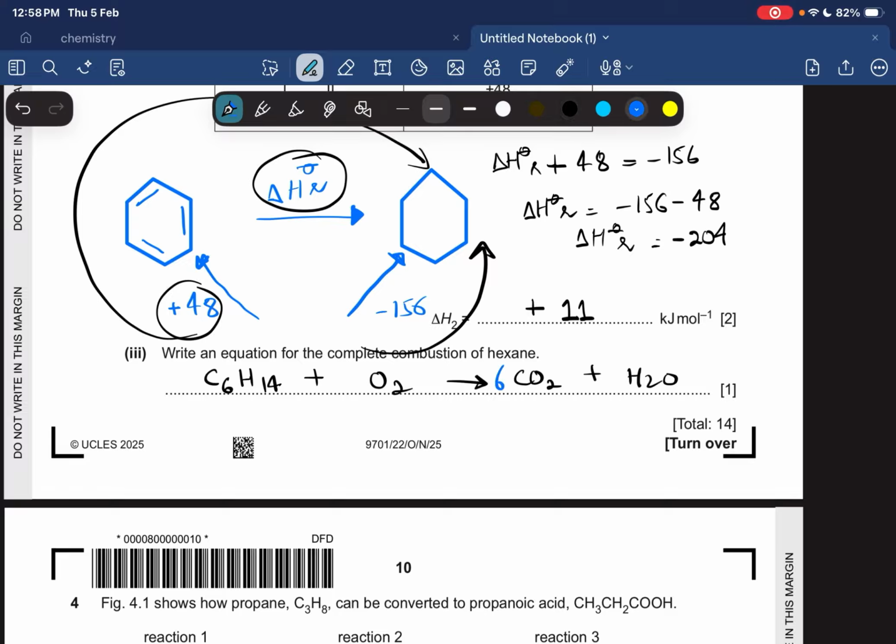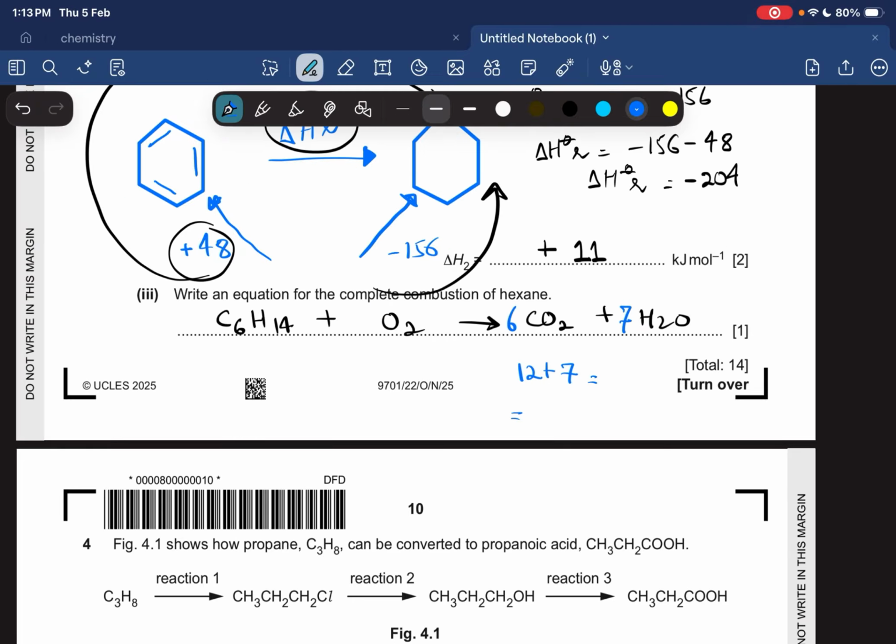I put a 6 here, a 7 here, and then I check my oxygens. 12 oxygens plus 7 oxygens, that's 19. And how do I get a 19 over here? If I put a 9 over here, I have to put 9.5, right? I have to put a 9.5 over here.